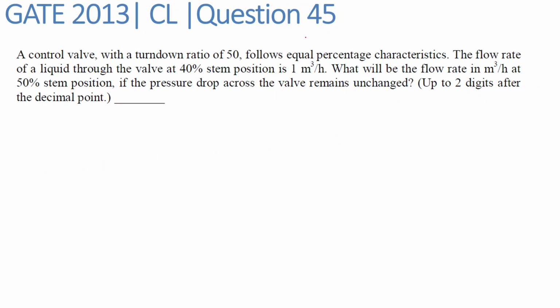We are solving question number 45 from GATE 2013 Chemical Engineering paper. The question is related to the subject of process control and instrumentation. A control valve with a turn down ratio of 50 follows equal percentage characteristics. The flow rate of a liquid through the valve at 40% stem position is 1 meter cube per hour. What will be the flow rate in meter cube per hour at 50% stem position if the pressure drop across the valve remains unchanged? Answer up to two digits.